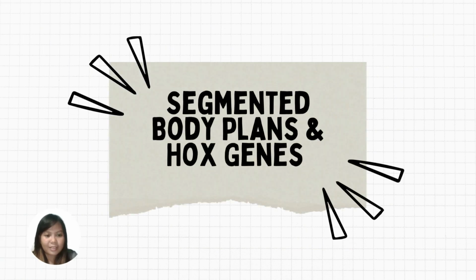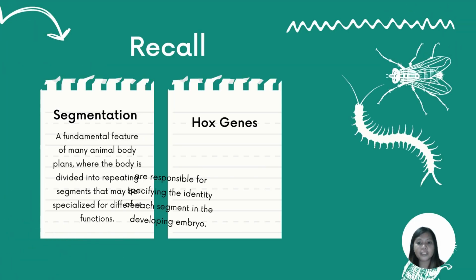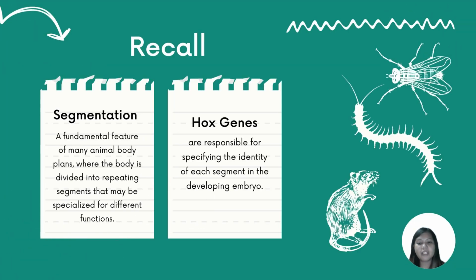Next, we're going to discuss the segmented body plans and Hox genes. So first, let's have a recall. Segmentation is a fundamental feature of many animal body plans, where the body is divided into repeating segments that may be specialized for different functions. The development of segmented body plans is controlled by a group of genes called Hox genes. As previously discussed, Hox genes are responsible for specifying the identity of each segment in the developing embryo, since they encode the transcription factors as well as the proteins that regulate the expression of other genes.